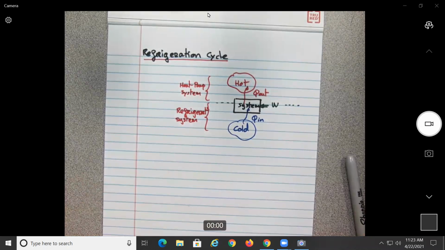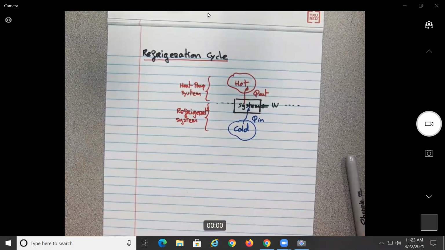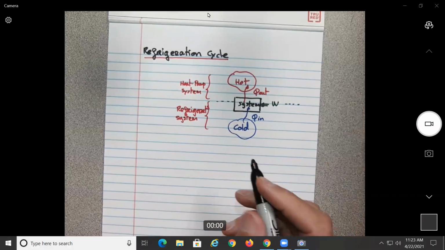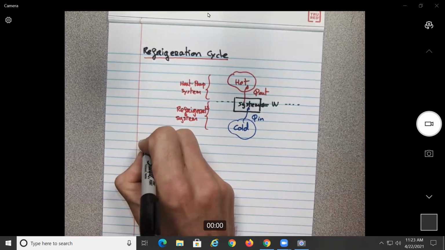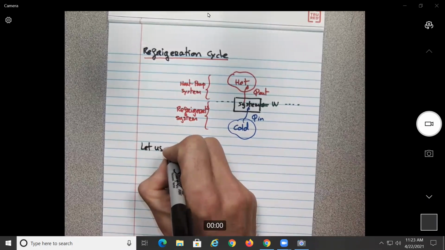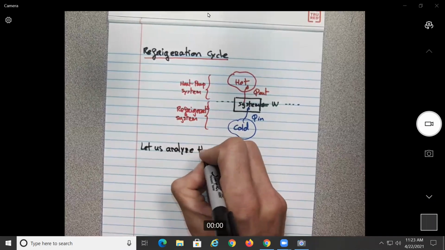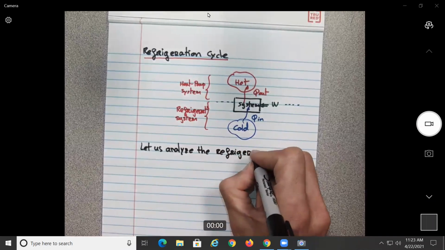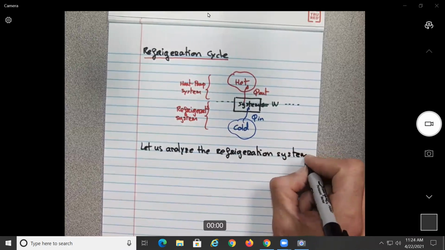Okay, so I don't really recall what were the variables that we were using. I think for the refrigeration was beta, but I remember for the heat pump. So let's just look, since we're gonna do the refrigeration, we could do the heat pump as well. So let's say here, let us analyze the refrigeration system.